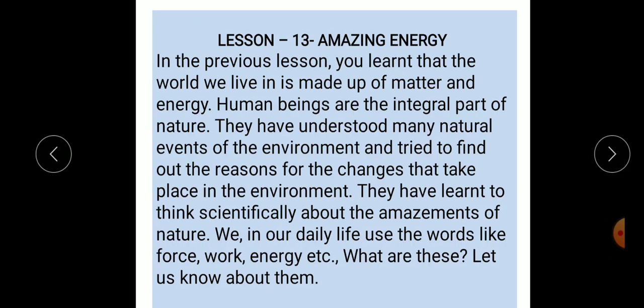In the previous lesson, you learned that the world we live in is made up of matter and energy. Human beings are an integral part of nature. They have understood many natural events of the environment and tried to find out the reasons for the changes that take place in the environment. They have learned to think scientifically about the amazements of nature.